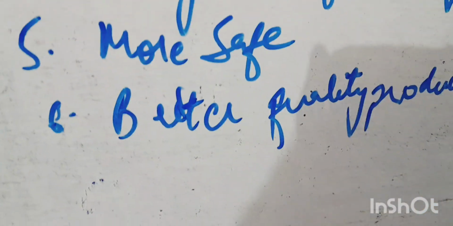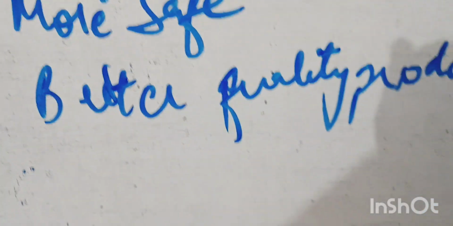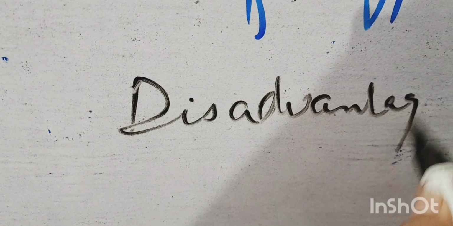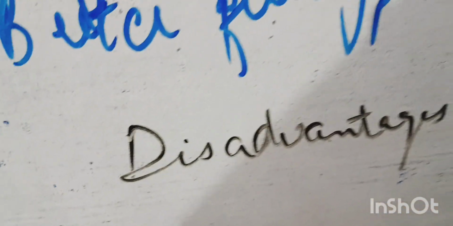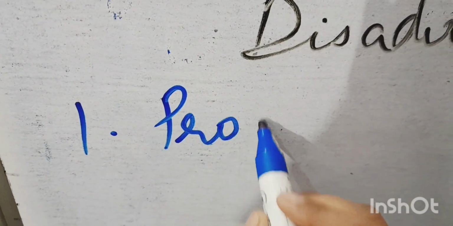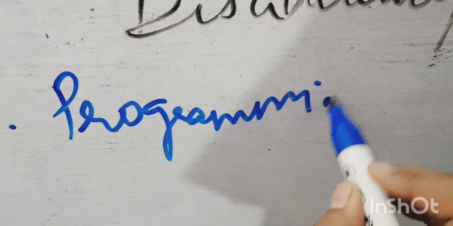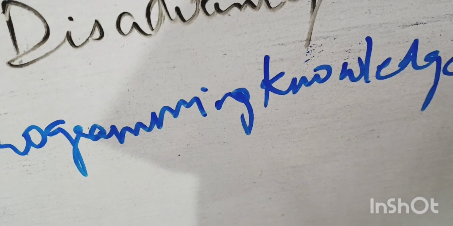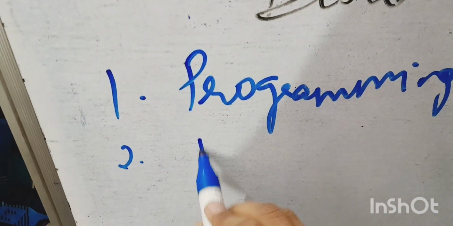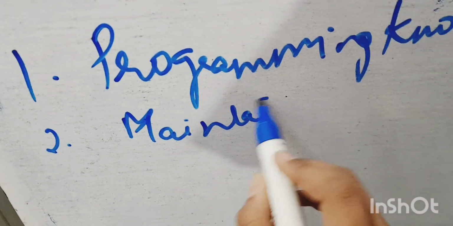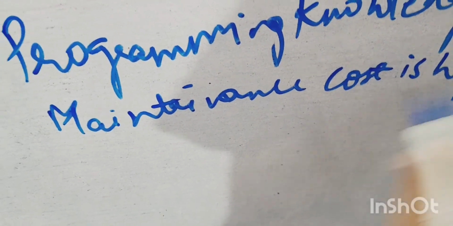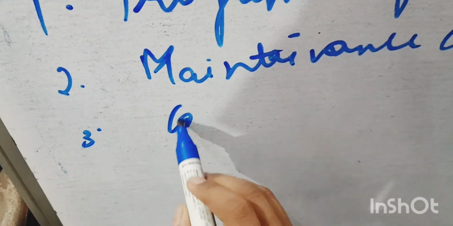Next comes its disadvantages. Now the disadvantages of CNC. First, as we know, in CNC we need a programming language, so computer programming knowledge is very important, it is a must. Second, maintenance cost is high, and the machines are also costly. Maintenance cost is high, and it is also a costlier setup.